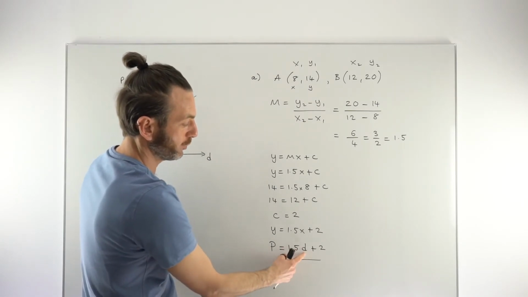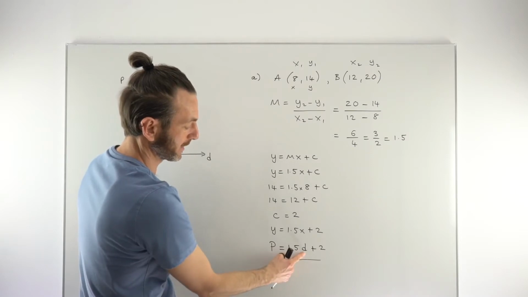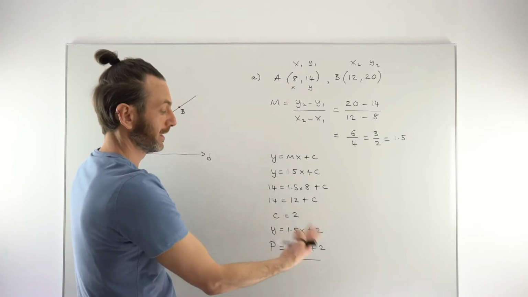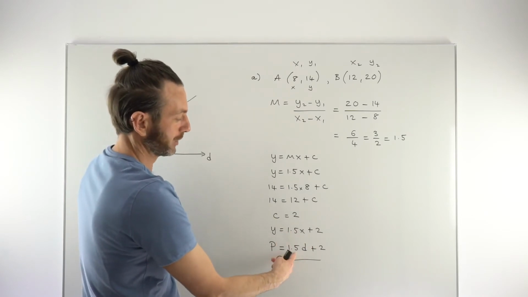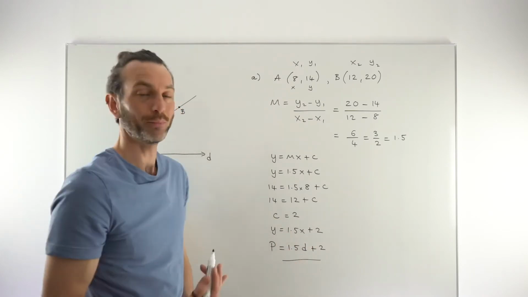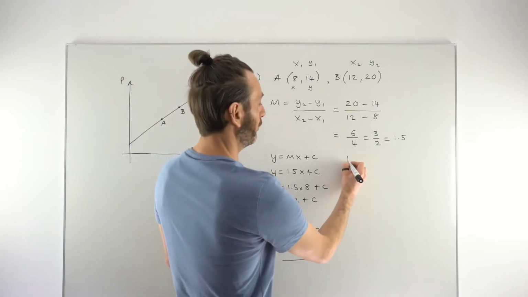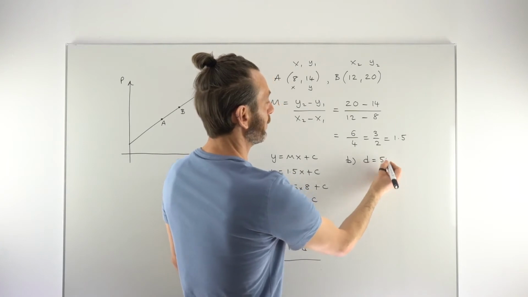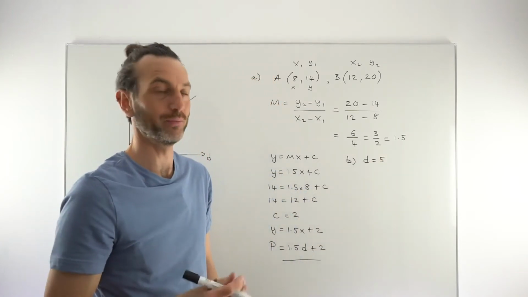That means that if you know a distance, you can turn it into a cost. And if you knew the cost, you could turn it, more complicated that way, but you could turn that into the distance. In part B of the question, we're told that the distance is going to be 5 miles, and we want to work out the cost of that 5-mile journey.